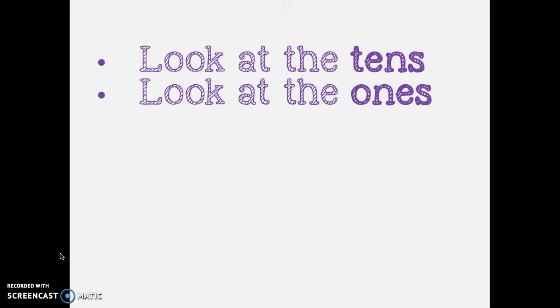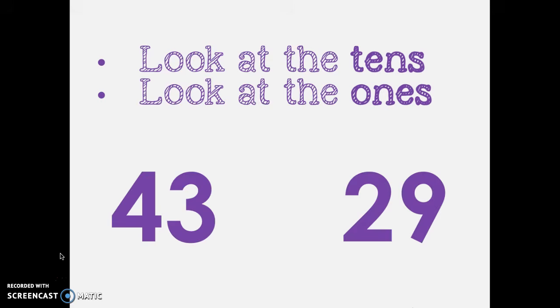Remember our rule to look at the tens and look at the ones. What I would like you to do right now is on your dry erase board or in your math journal, write these two numbers. 43, leave a little bit of space, and then write 29. Now, I want you to put your finger on the one that's greater. Is it 43 or 29? Yeah, you're totally right. It's 43. So, my alligator likes to eat the greater number.